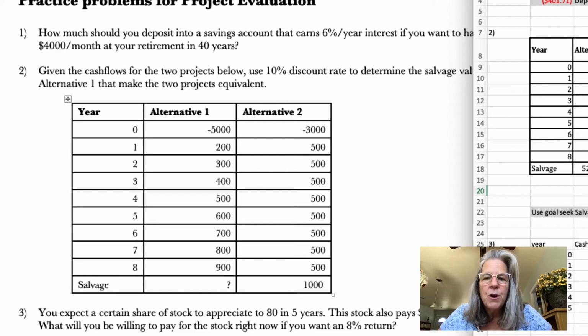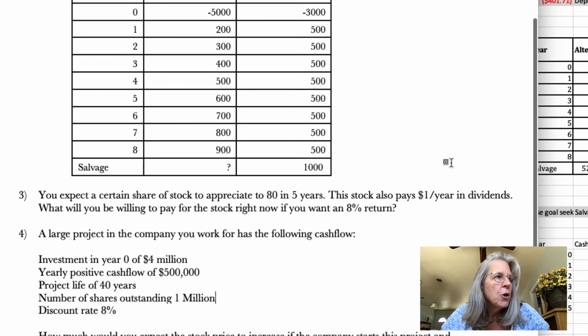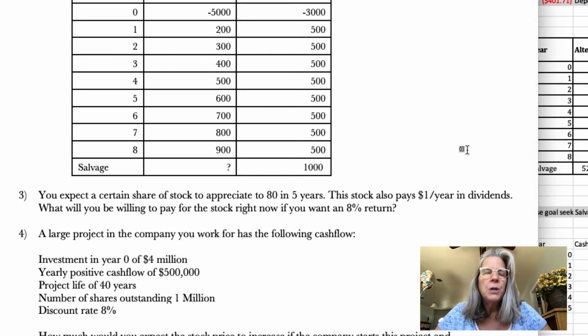Hi, in this video I'm going to go over a couple more problems in the practice problems for the second midterm. So the next problem is: you expect a certain share of stock to appreciate to $80 in 5 years. This stock also pays $1 per year of dividends. What will you be willing to pay for the stock right now if you want an 8% return?